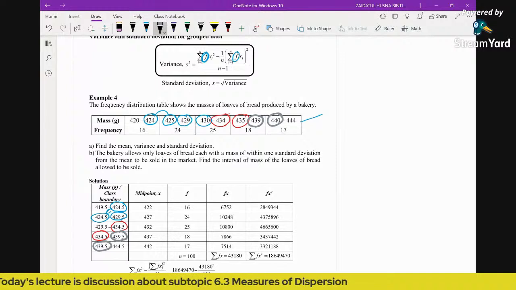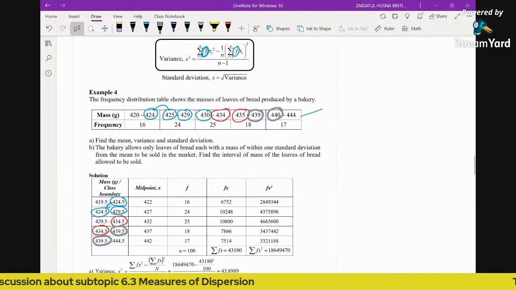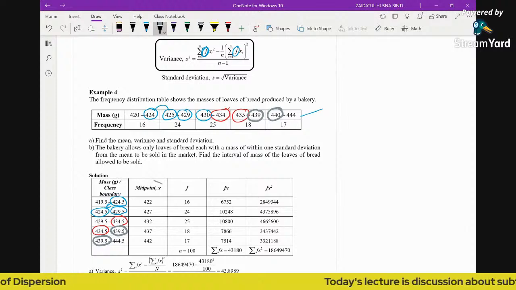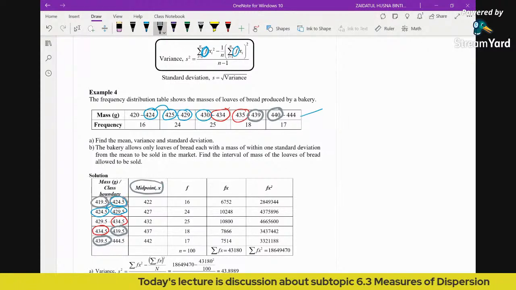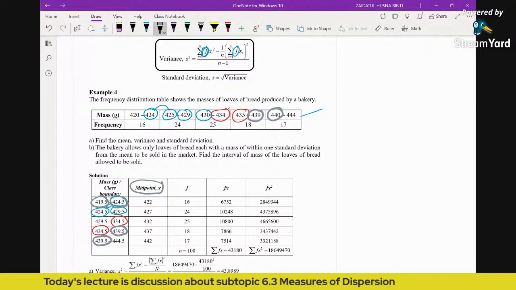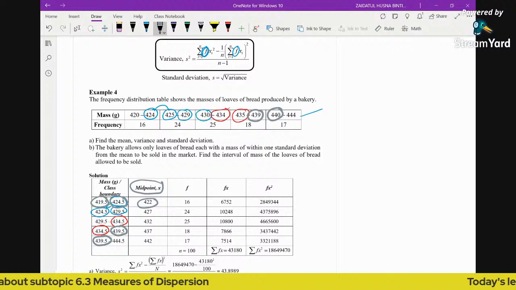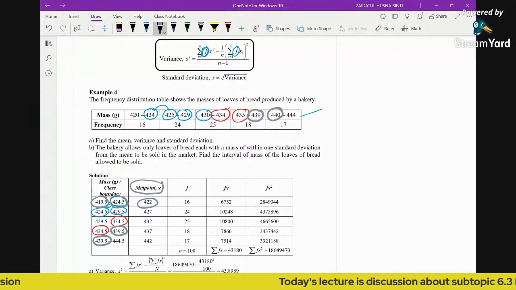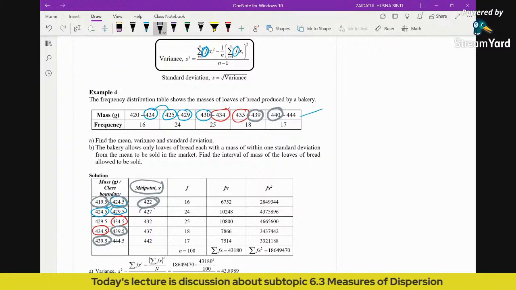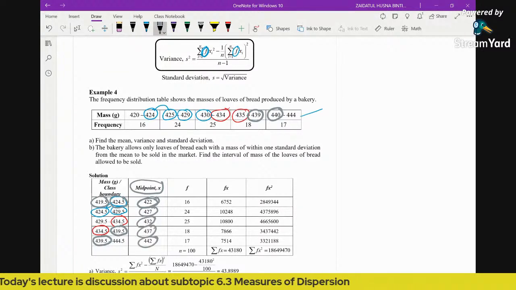Alright, so now what do we do? We get the class boundary to help us find the midpoint. So how to find the midpoint? You just add the lower boundary and upper boundary, then divide by 2. So this is what we get. If you use your calculator, 419.5 plus 424.5, then divided by 2 will give you 422. And you do the same for the rest of the classes here.